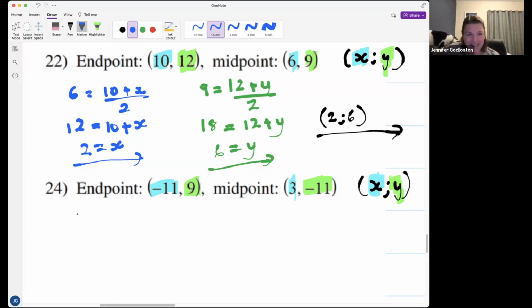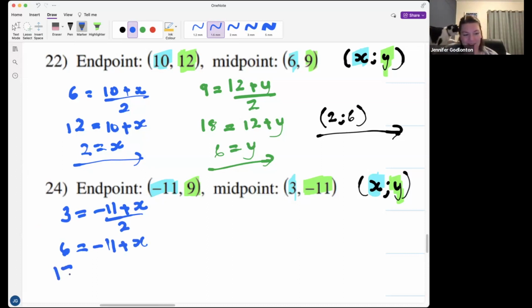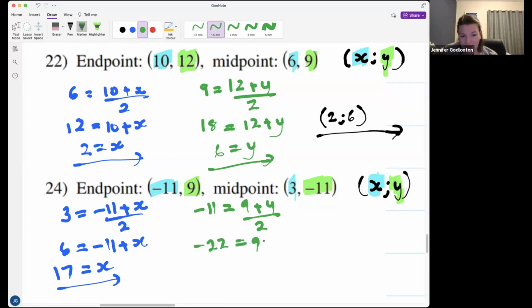Okay, let's have a look. So let's look at our x values first. So we have 3 is equal to negative 11 plus x over 2. Which means 6 is equal to negative 11 plus x. And so 17 is equal to x. There's our x value. Let's look at our y values. Negative 11 is equal to 9 plus y over 2. So negative 22 equals 9.